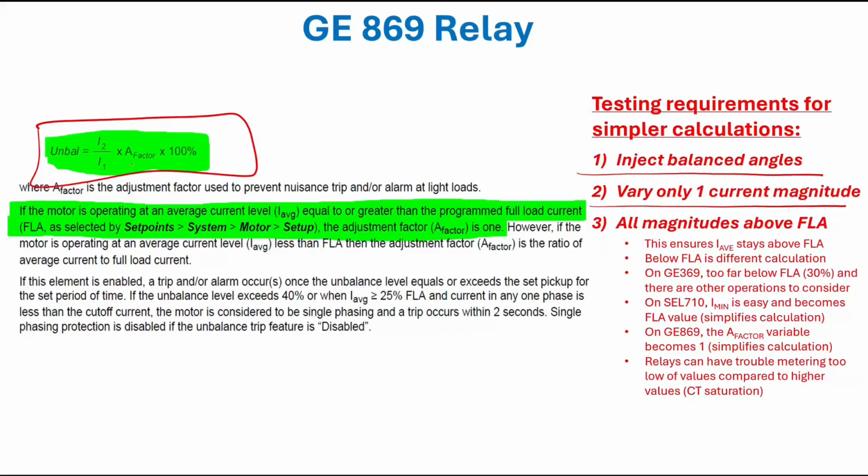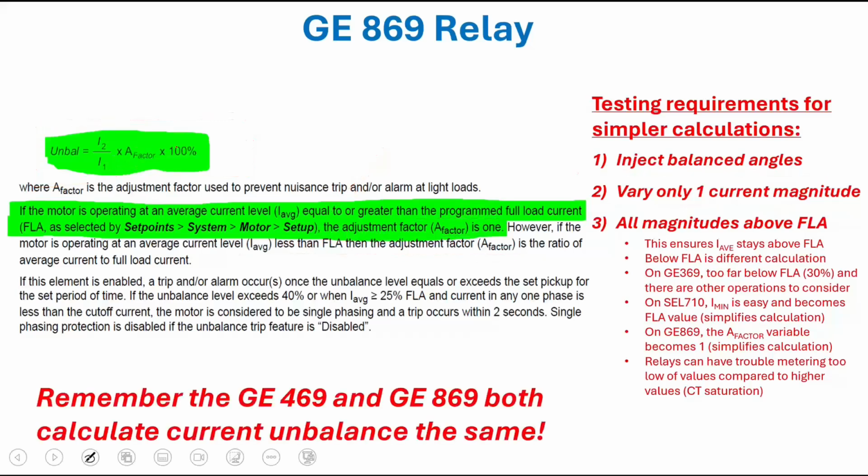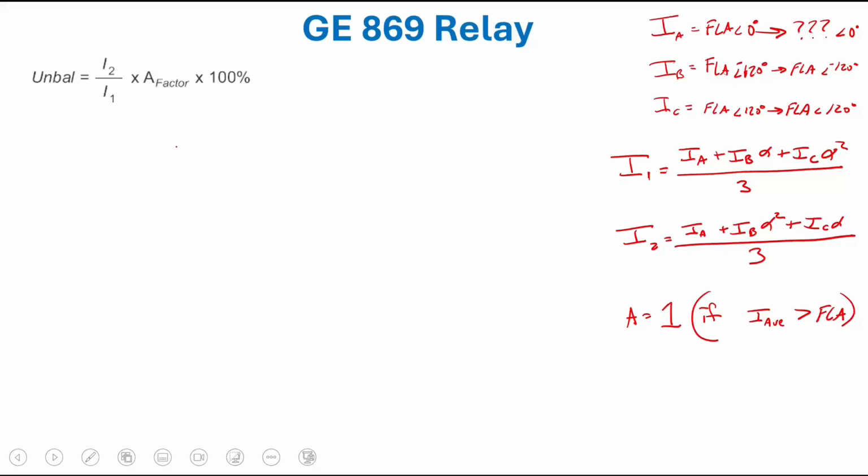And so because of that, if you read in here, the A factor, whenever I average is equal to or greater than the FLA, then IA is just 1. Otherwise, the A factor you have to calculate, and it shows how to do it right here, but we don't have to worry about that. So A is just going to go away, and it's just going to be that. As I said, the 469 and 869 are the same.